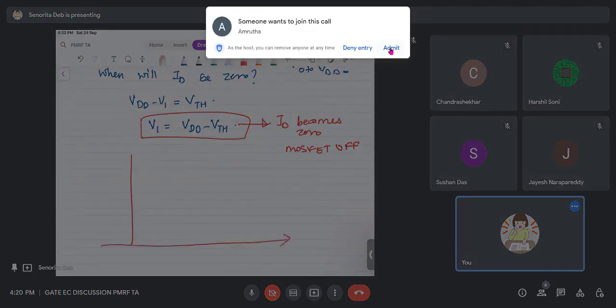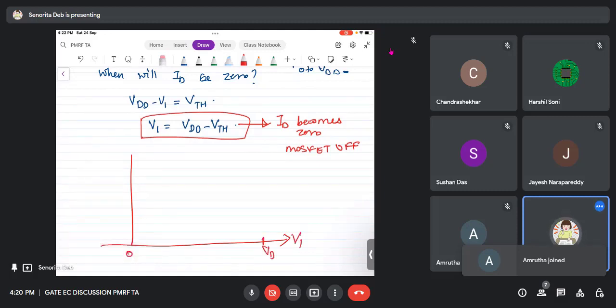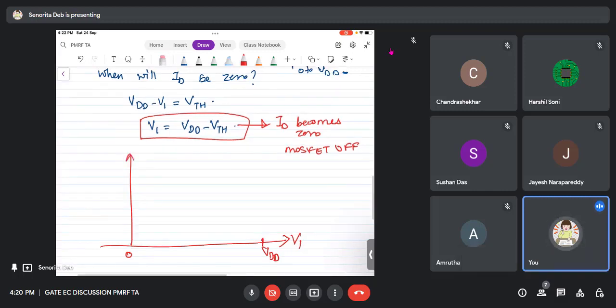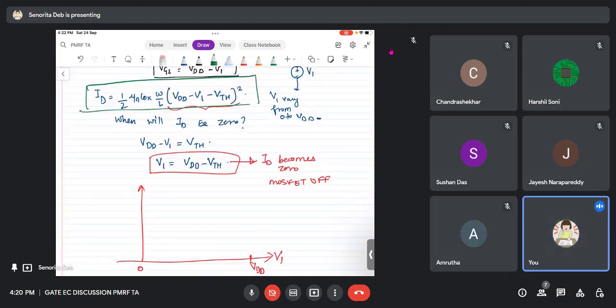Right? So, in my graph, V1 will vary from 0 to VDD, as I have mentioned in the question that V1 varies from 0 to VDD. Now, ID follows an exponential path, square law, right? It is following square law.